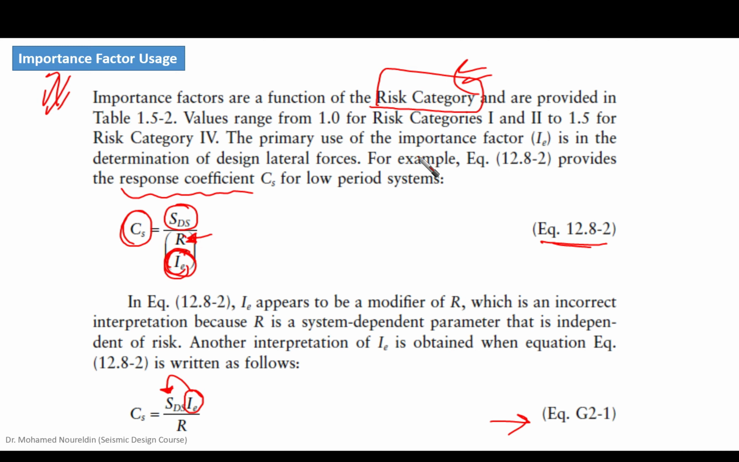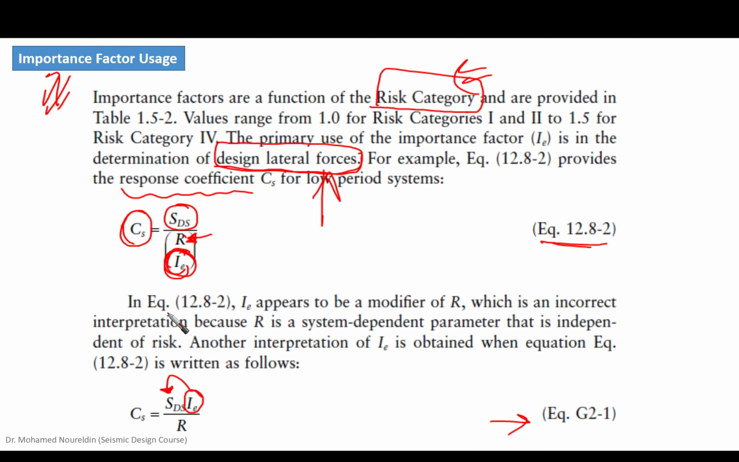The primary use of the importance factor is in the determination of design lateral forces. This is the main purpose, as we said. The design lateral forces. So that's why we use it: in order to increase the design lateral forces and make the structure behave elastically during the earthquake.